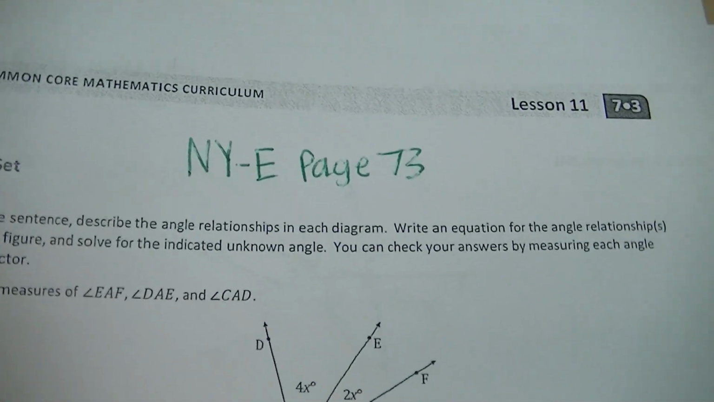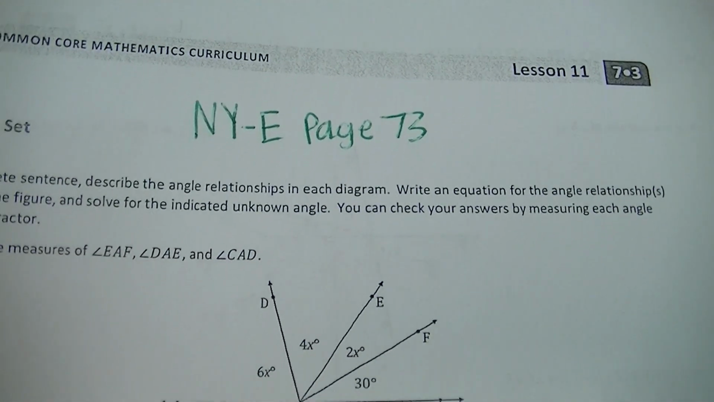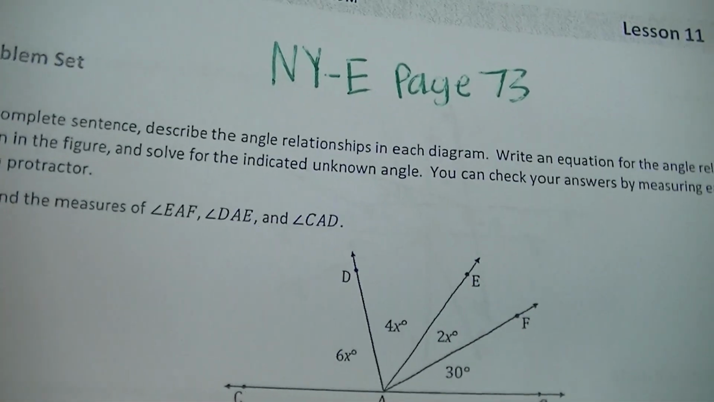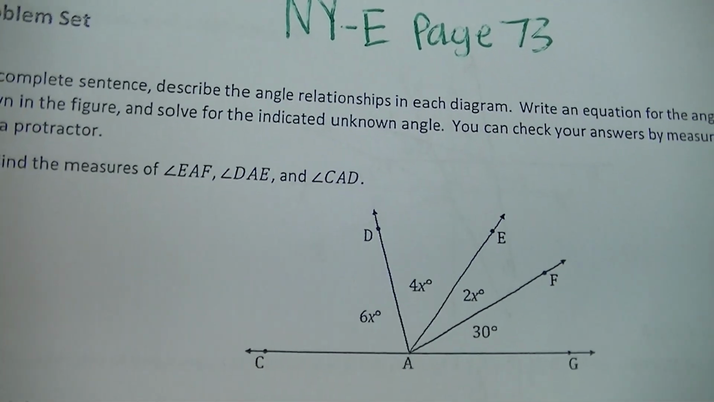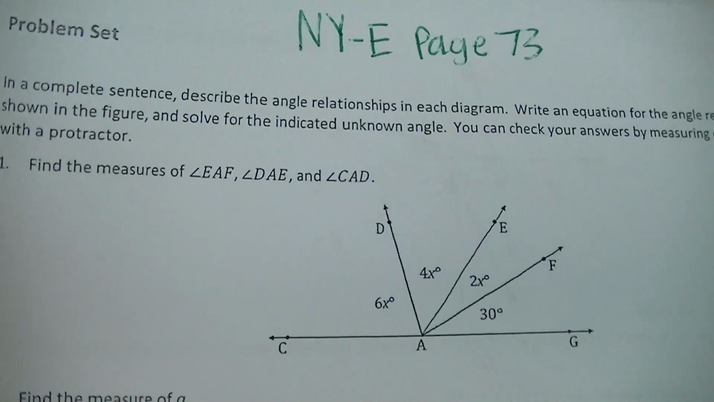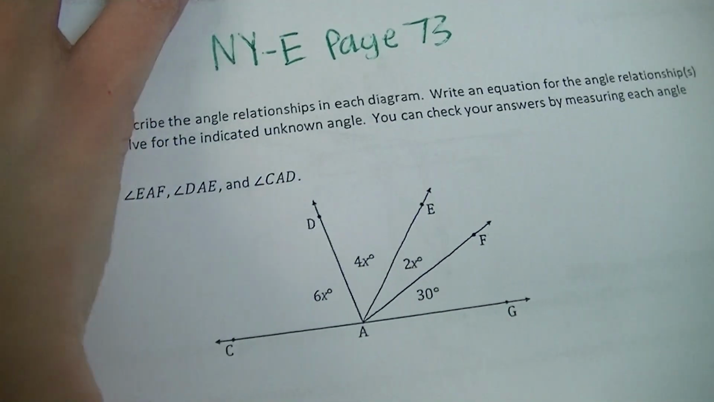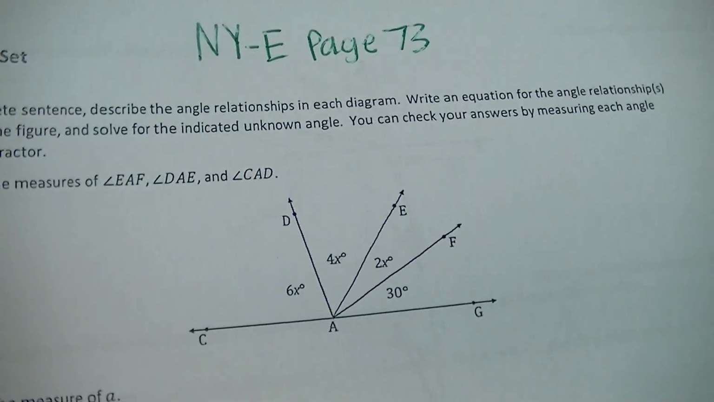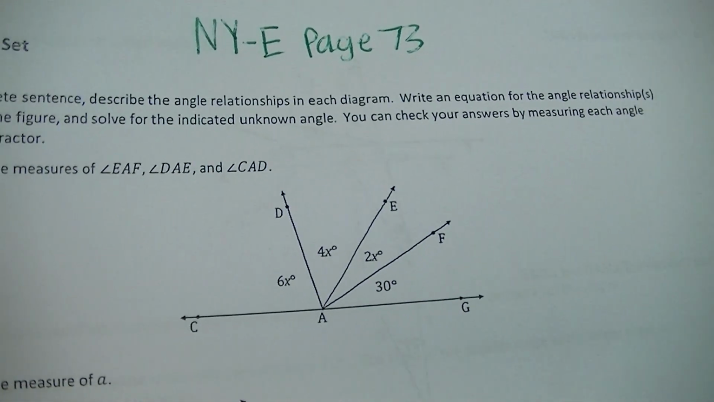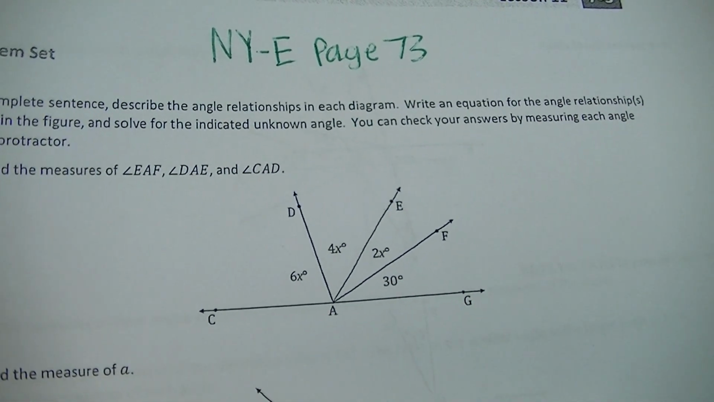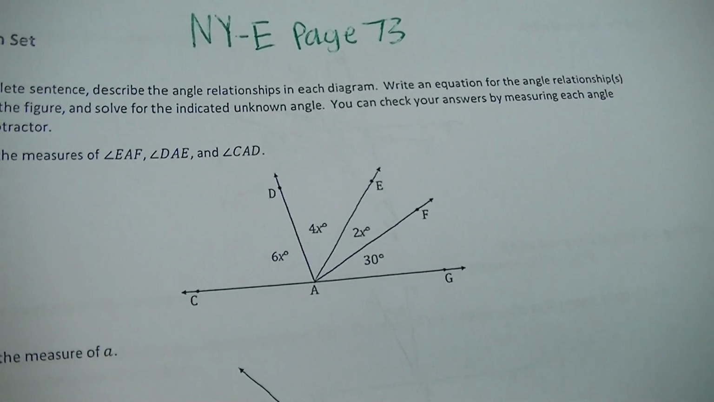Okay, this video focuses on page 73 out of your math book. It says, in complete sentences, describe the angle relationships in each diagram. For the sake of time, I'm just going to verbally say them, okay? Then it says write an equation for each of the angle relationships shown in the figure and solve for the indicated unknown angle. You can check your answers by measuring each angle with a protractor.